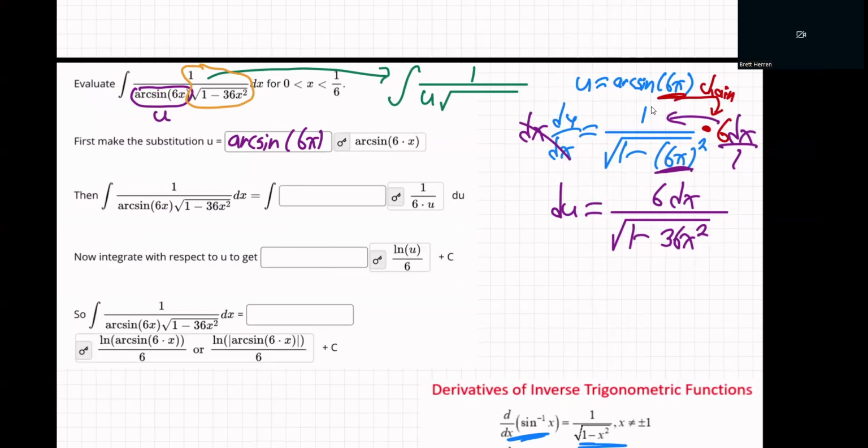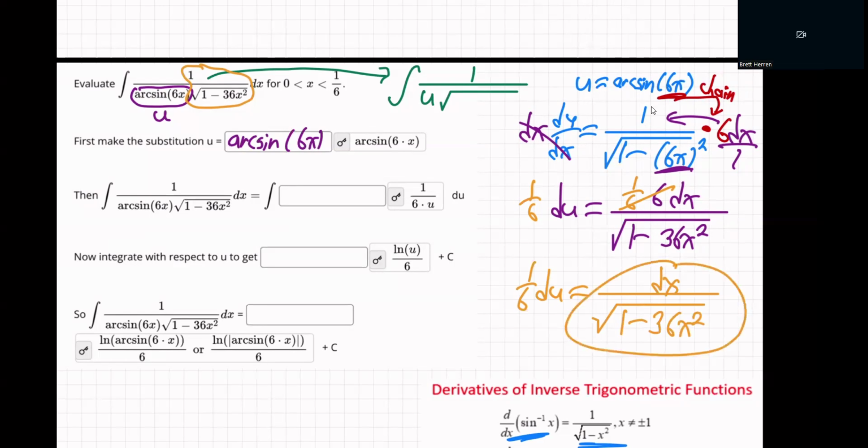But let's just get rid of that 6. Divide by 6 on both sides. So 1/6 du then equals dx over the square root of 1 minus 36x squared. So wherever you see dx over the square root of 1 minus 36x squared, you can replace it with 1/6 du. Here we've got dx over the square root of 1 minus 36x squared. So all of that is going to be 1/6 du.